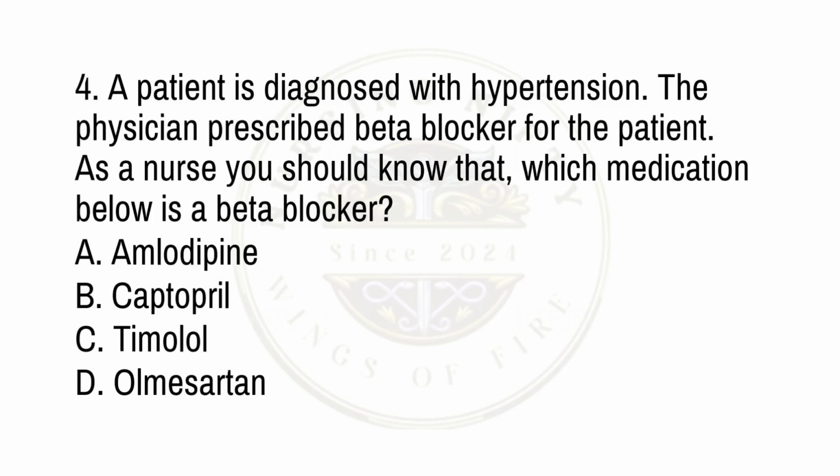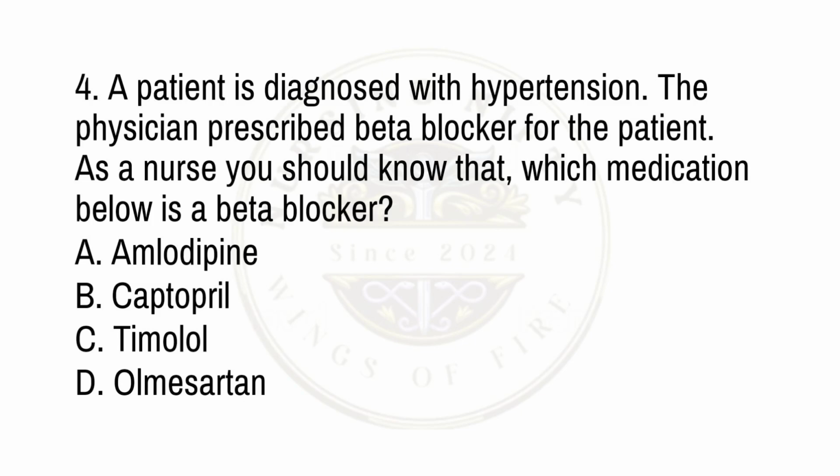Question number 4. A patient is diagnosed with hypertension. The physician prescribed beta blockers for the patient. As a nurse, you know that which medication below is a beta blocker. Options. Option A. Amlodipine. B. Captopril. C. Timolol. And D. Olmesartan. So here the right answer is option C.